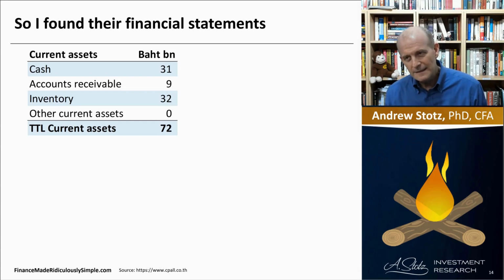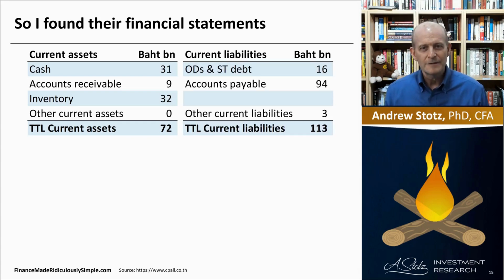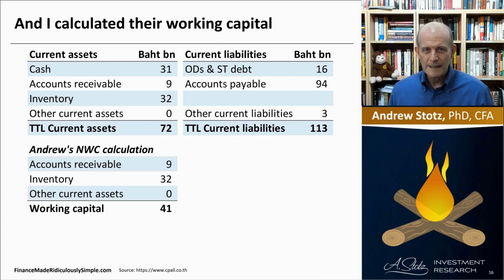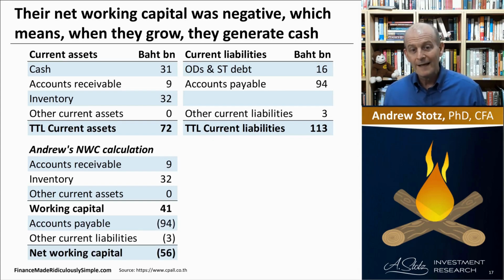Then I looked at the liability side of their balance sheet, and I saw overdrafts, so they have a small amount of borrowing of 16, but I saw this accounts payable of 94. Wow. They have accounts receivable of 9 and accounts payable of 94. If we wanted to calculate the net working capital calculation, we could add the accounts receivable, inventory, and other current assets, and that would come up to 41 of working capital. And if we netted out the accounts payable and the other current liabilities, we'd end up with net working capital of 56 negative.